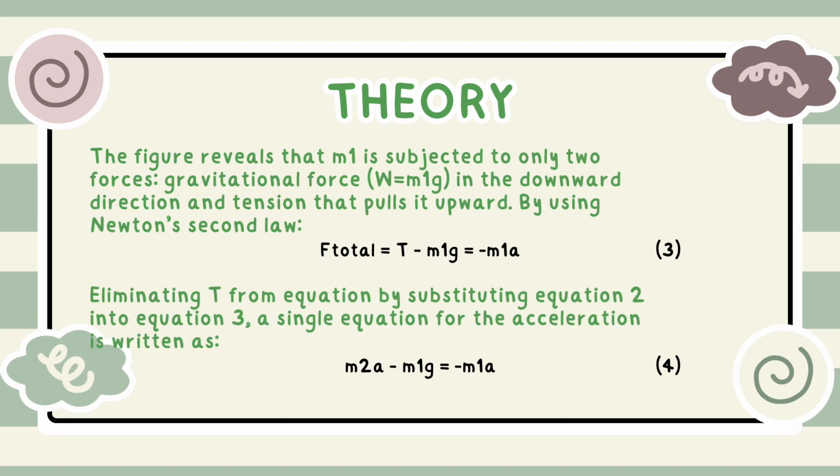The figure reveals that M1 is subjected to only two forces, gravitational force in the downward direction and the tension that pulls it upward. By using Newton's second law, F total equals T minus M1G equals negative M1A. Eliminating T from the equation by substituting equation 2 into equation 3, a single equation for the acceleration is written as M2A minus M1G equals negative M1A.